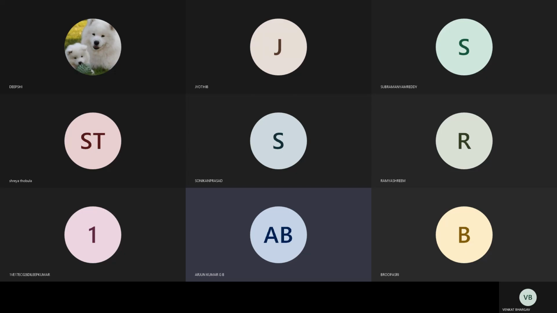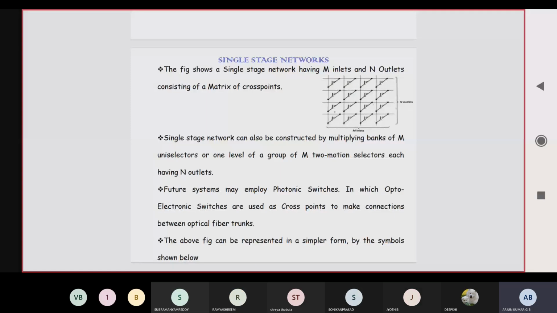There will be m number of inputs and n number of outlets. Here the switching types use magnetizing the cross points. The matrix of cross points is used to make a switching for this m number of inlets and n number of outlets. That's a single stage. Single stage means the m number of inlets should be connected to the n number of outlets.